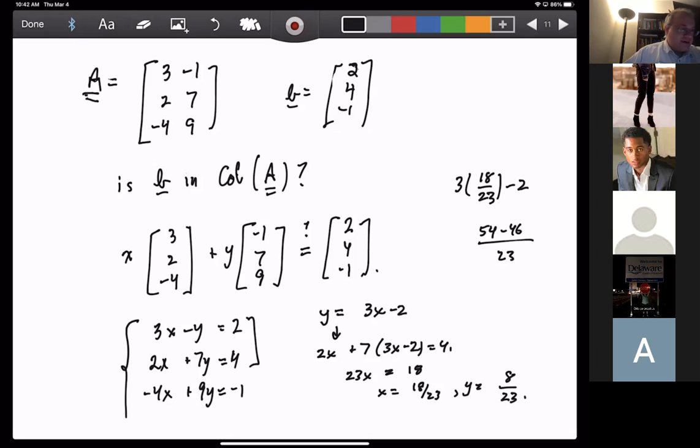Okay, so minus 4x plus 9y is equal to negative 1. Let's see what I get. So minus 4x will be negative 4 times 18 over 23. 9y, I'll have 9 times 8. So that's 72. 4 times 18.